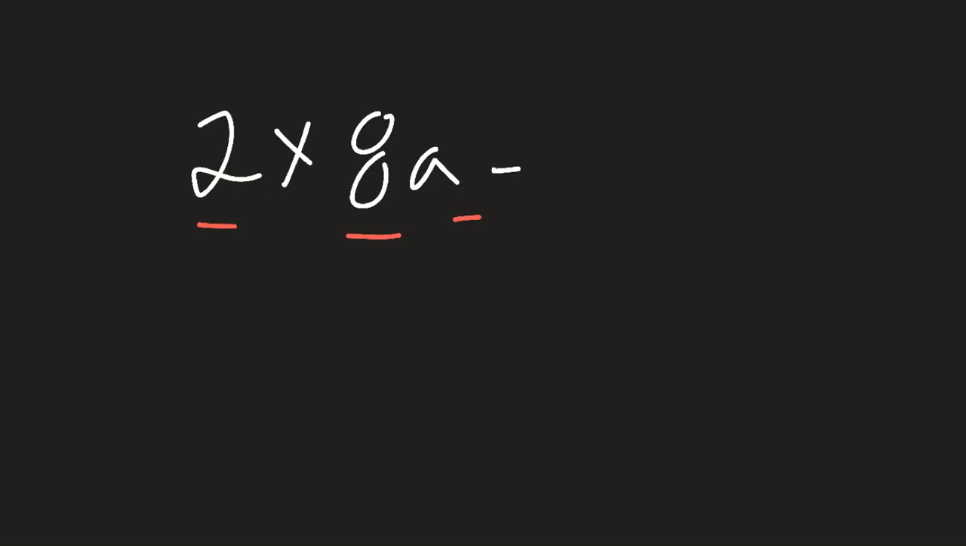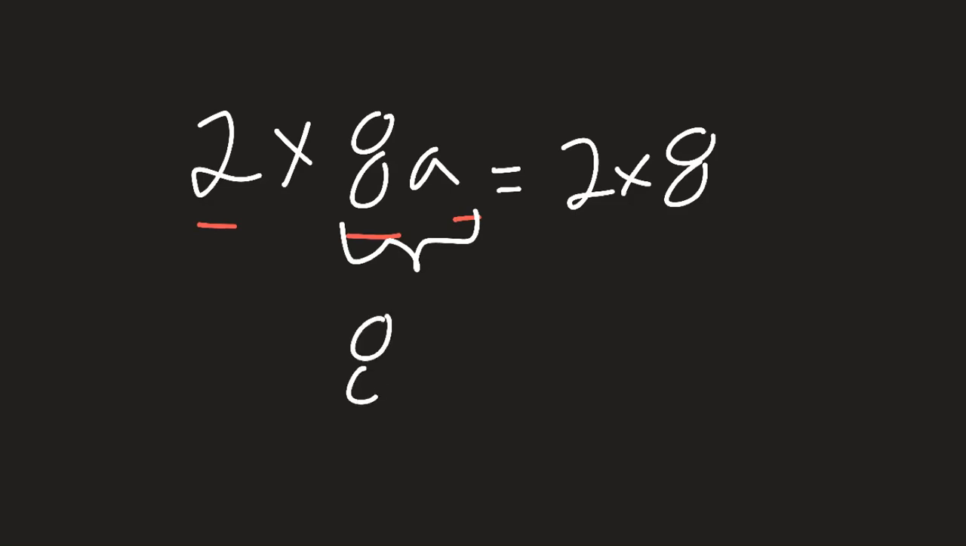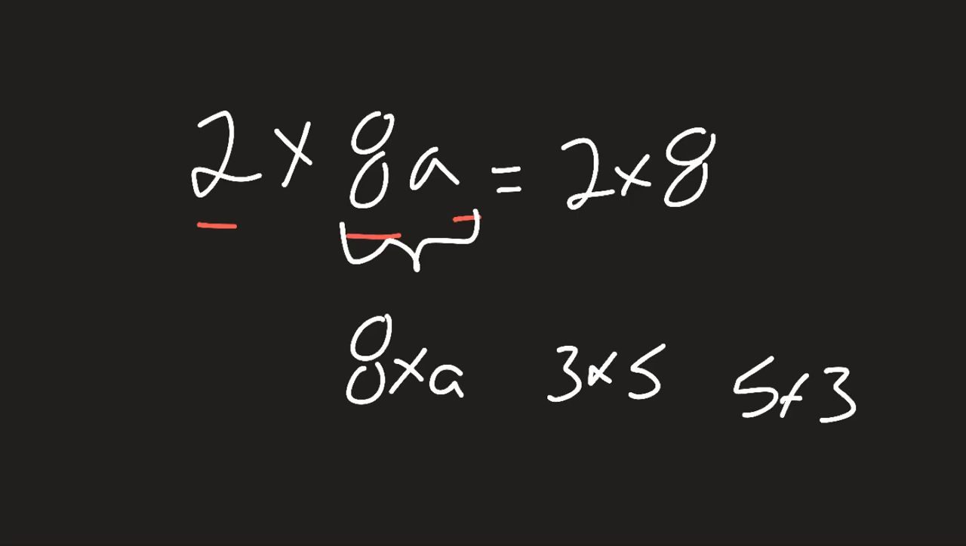So if I were to do this one, I would line it up so it would be 2 times 8. And remember, when you have a numeral and a pronumeral together like that, this actually means 8 times a. You'll remember that when you do multiplication, order doesn't matter. So if I were to say 3 times 5, or 5 times 3, both of those will get you an answer of 15. So the order of multiplication doesn't change our answer.